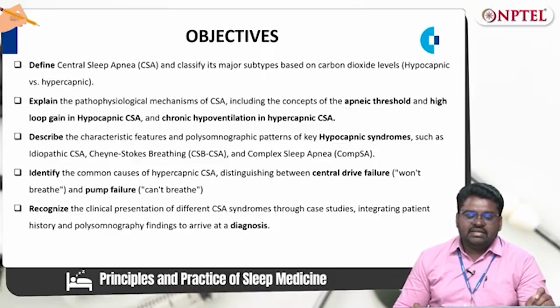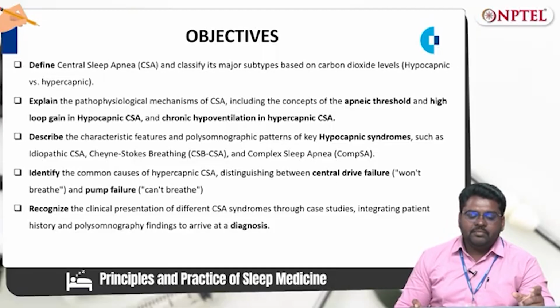The next objective is to explain the pathophysiological mechanism of central sleep apnea, including the concept of the apneic threshold and high loop gain in hypocapnic central sleep apnea, and chronic hypoventilation in hypercapnic central sleep apnea.